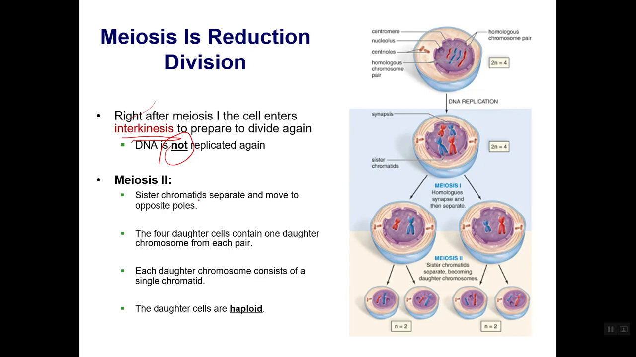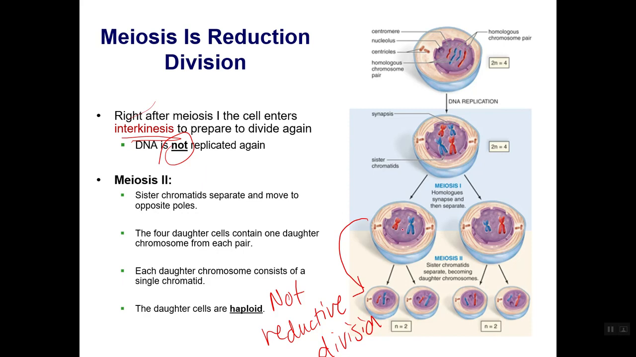Now, in meiosis 2, the sister chromatids, so this is where we're at, are going to move to opposite poles of our cells and divide to create a total of 4 daughter cells that have one sister chromatid apiece. These daughter cells are still considered haploid. Now, the reason for that is because meiosis 2 is not a reductive division.